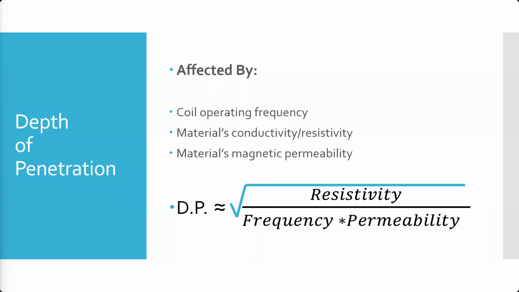Lower frequency, 1,000 hertz, 10,000 hertz, right? Instead of several hundred megahertz. Okay, so we have a pretty broad range of frequency adjustments we can make with our tester in order to control this depth of penetration.